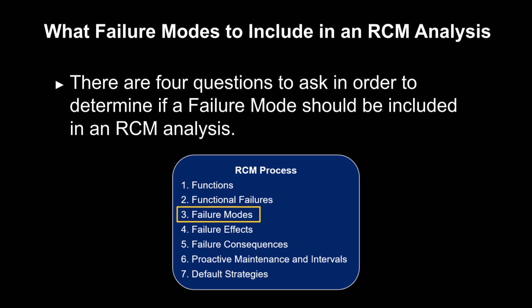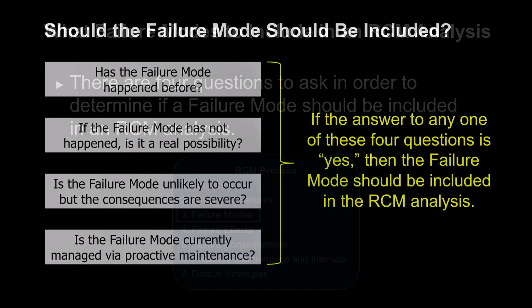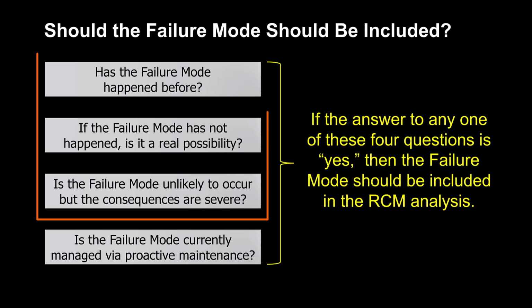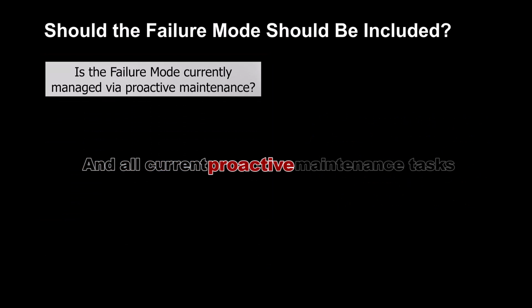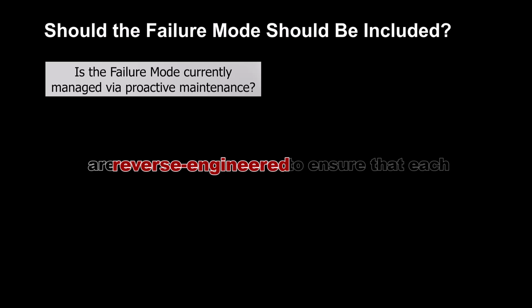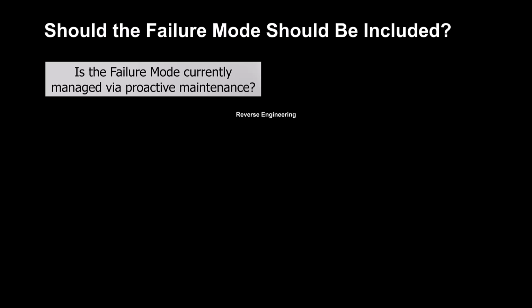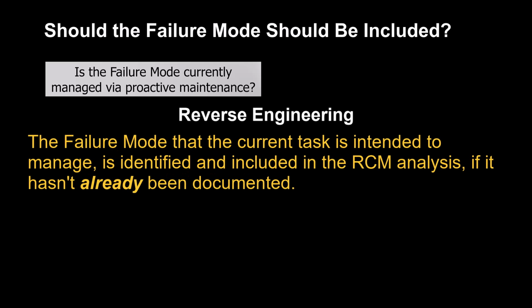There are 4 questions to ask to determine if a failure mode should be included in an RCM analysis. After the RCM working group has finished brainstorming failure modes that meet the first 3 criteria, the RCM facilitator leads the working group members in the final one. And all current proactive maintenance tasks are reverse engineered to ensure that each task is represented by a failure mode. Reverse engineering means the failure mode that the current task is intended to manage is identified and included in the RCM analysis if it hasn't already been documented.